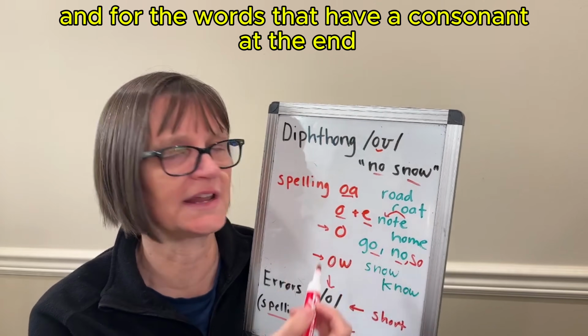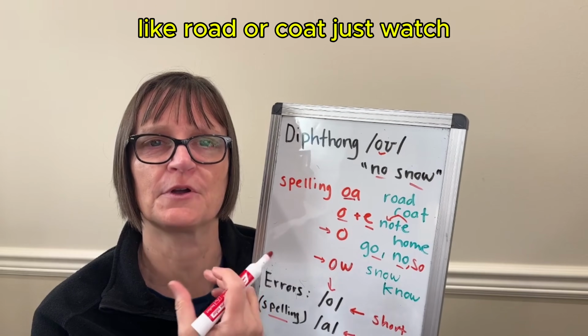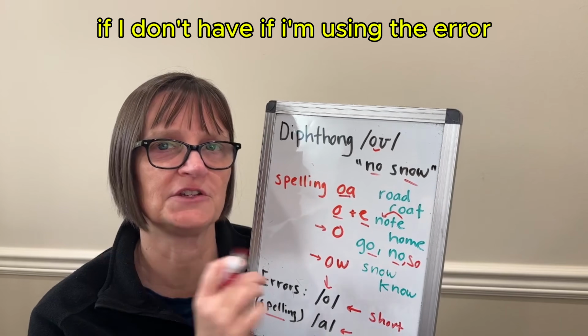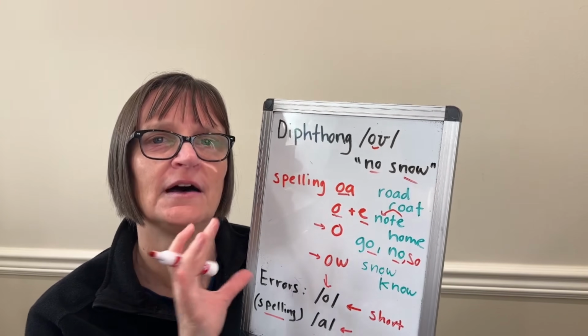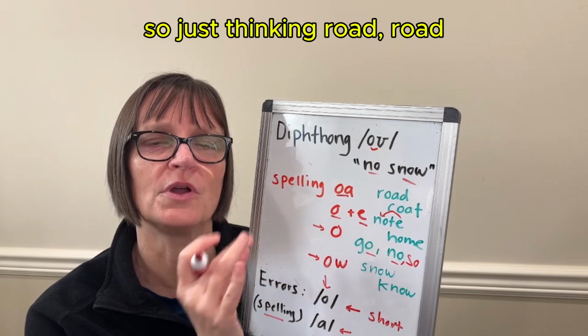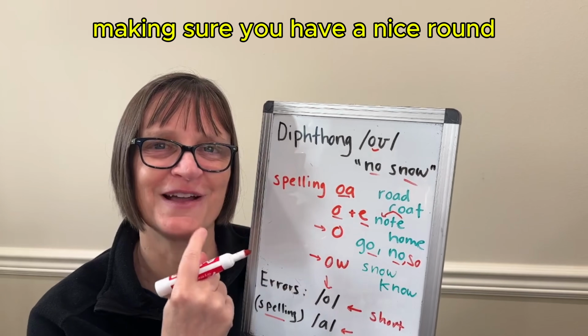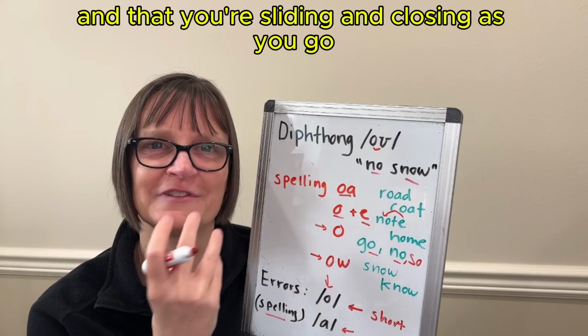And for the words that have a consonant at the end, like "road" or "coat", just watch if I'm using the air, it's going to be too short, like "road". So just thinking "road", "road", making sure you have nice round lips and that you're sliding and closing as you go.